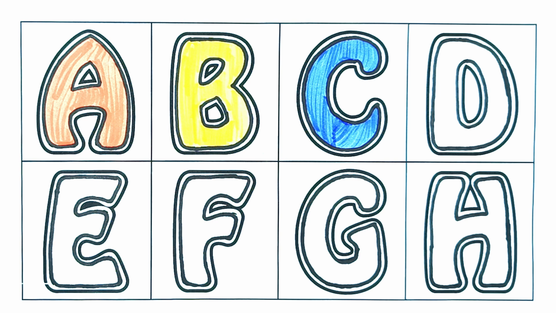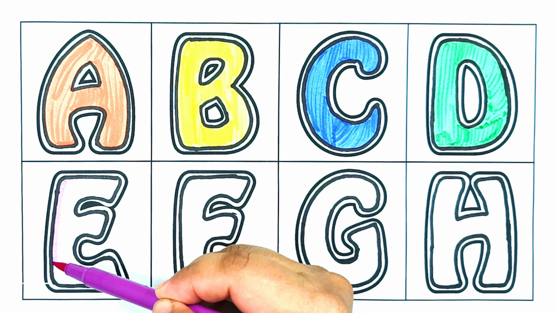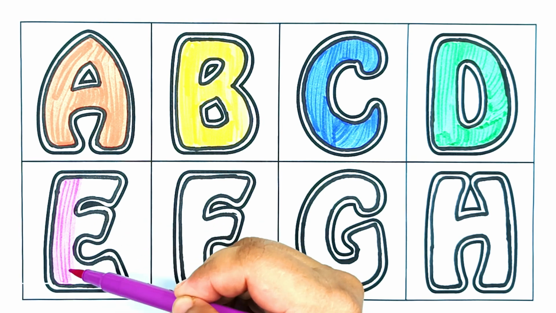C is for cat. Green color. D is for doll. D, delightful doll dress up. D is for dog. Violet color. E is for egg.